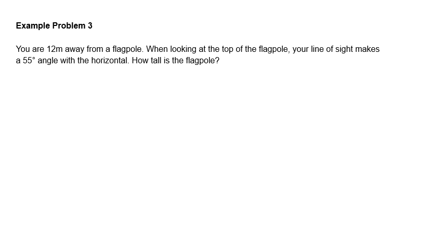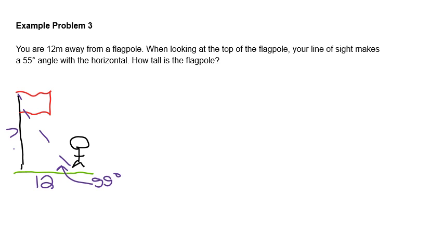You're 12 meters away from a flagpole. When looking at the top of the flagpole, your line of sight makes a 55-degree angle with the horizontal. How tall is the flagpole? Whenever we're doing problems like this, we have to sketch a diagram. So there's my diagram. I have my flagpole, and I don't know how high that is, and I have my person looking up at the flagpole.